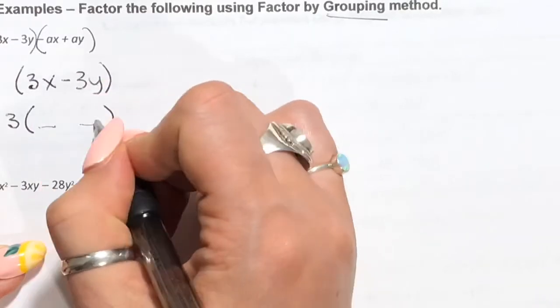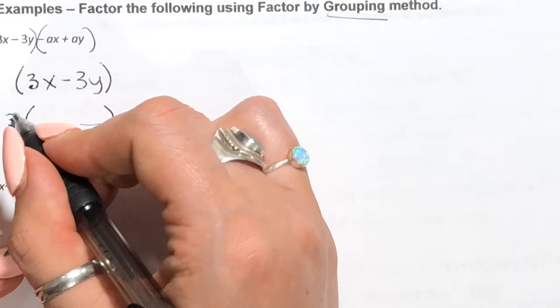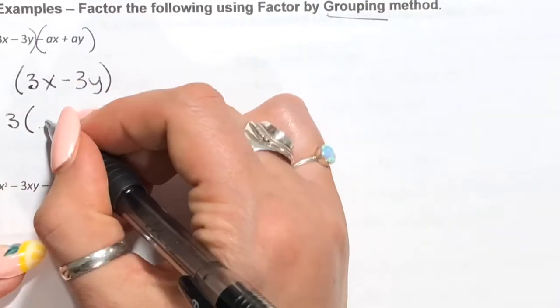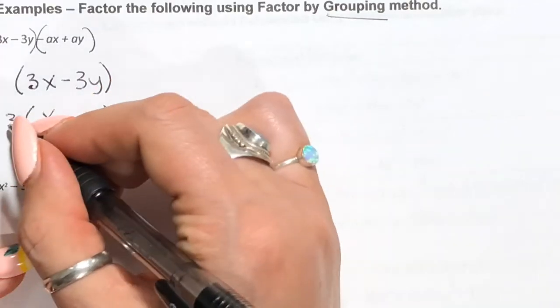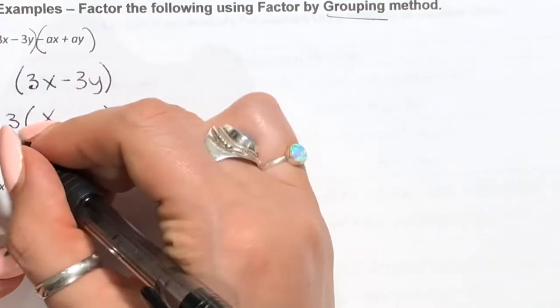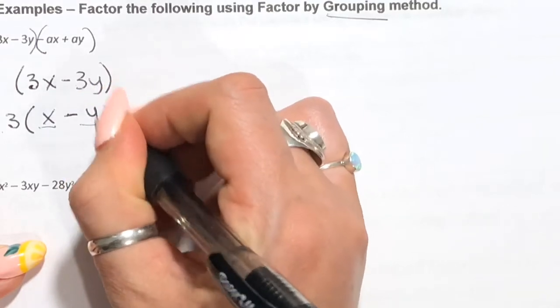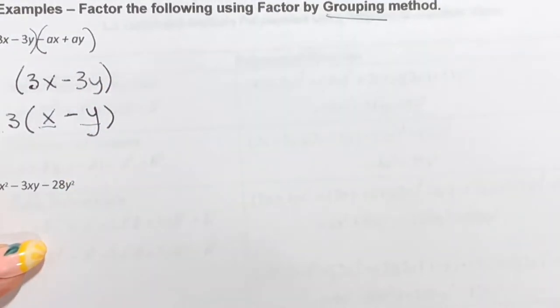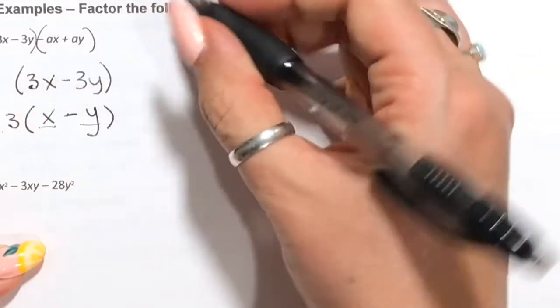We're just going to get that by dividing each of these by 3. So 3x, if I divide it by 3, the 3's are going to cancel and I'm just going to be left with an x. For negative 3y, if I divide it by 3, the 3's cancel, but I still have that negative. So I'm going to be left with a negative and a y. So that's my first group. Once you've taken the greatest common factor out of the first group, you're going to move to the second one.